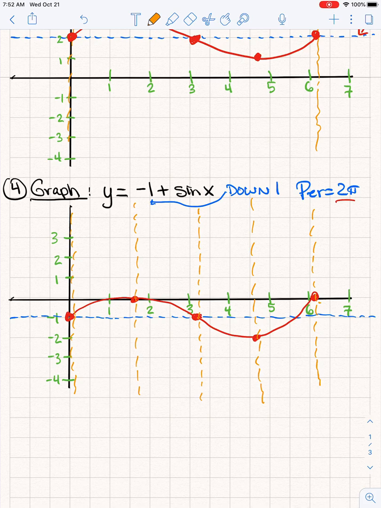I think that thought will be useful as we move forward and we have multiple transformations in one. And that'll be called a sinusoid.